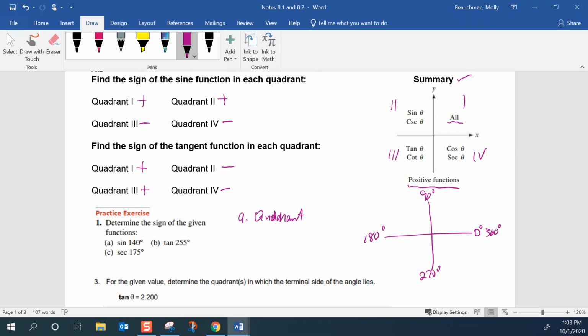So 140 degrees would be in the second quadrant. So A, sine of 140 degrees is in quadrant 2, so in quadrant 2, that's positive.